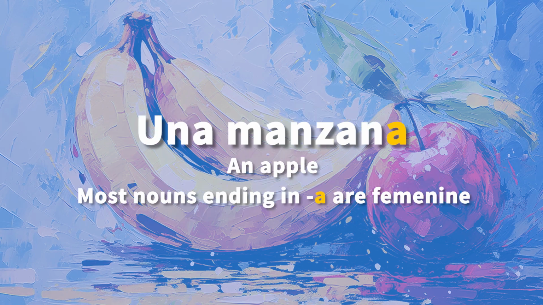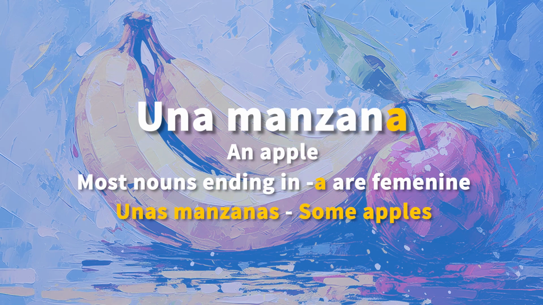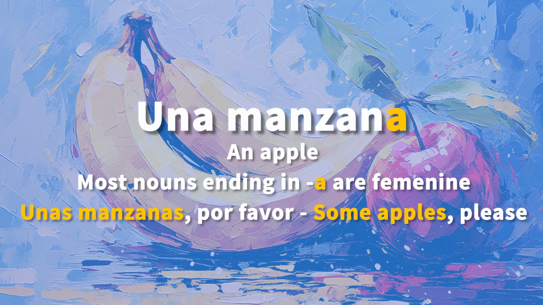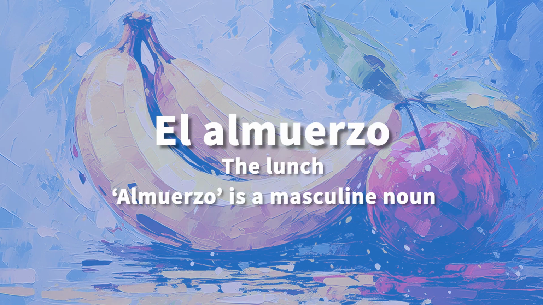Una manzana means an apple. Most nouns ending in a are feminine, like manzana. That's why it's accompanied by the indefinite article una, the female equivalent of un, meaning a or an. The plural form of una is unas, some. So the plural of una manzana is unas manzanas, or some apples. For example, unas manzanas, por favor. Some apples, please.